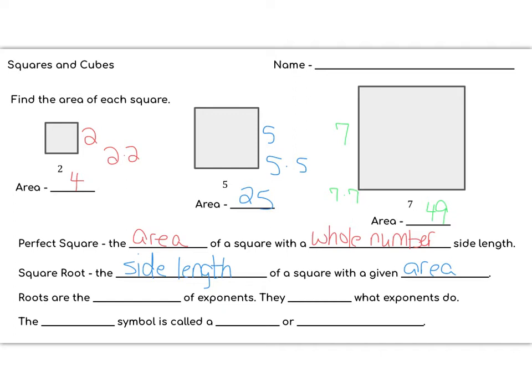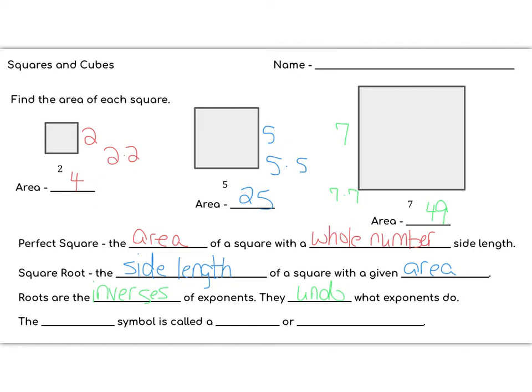So we're going to talk today about squares and cubes and roots. Roots are the inverses of exponents. They undo what exponents do. So like addition and subtraction are inverse operations. Multiplication and division are inverse operations. Roots and exponents are inverse operations.